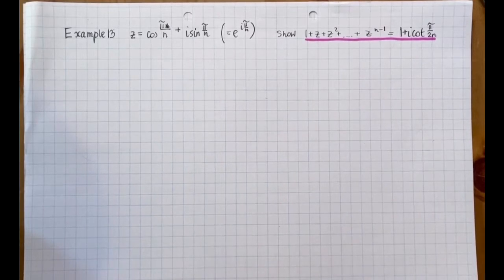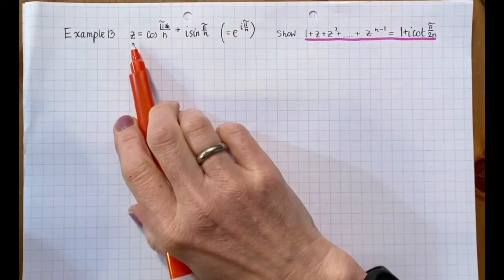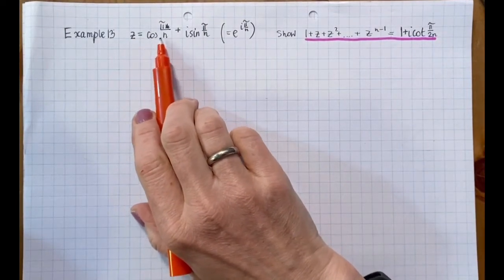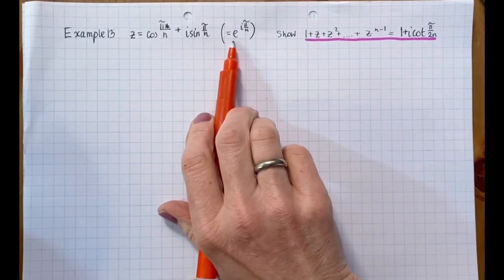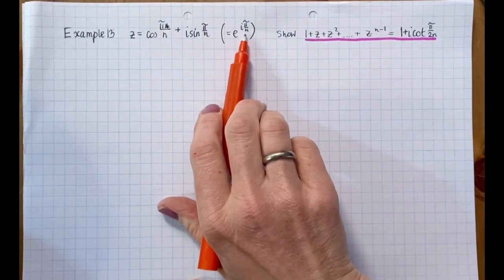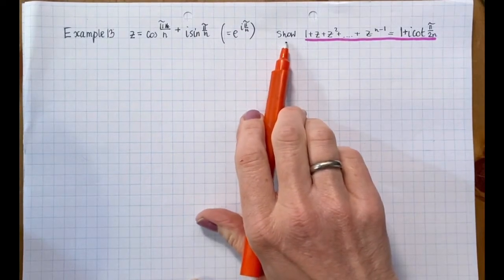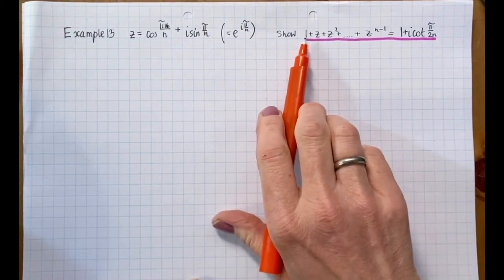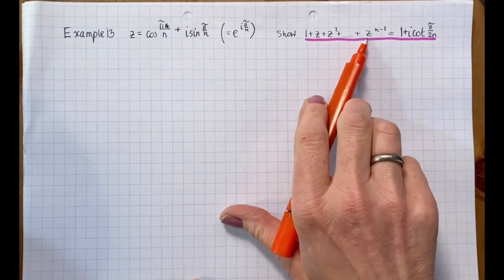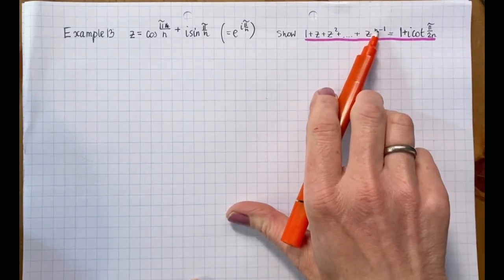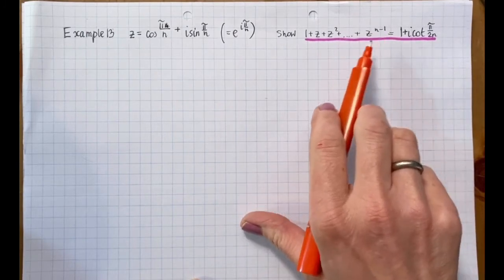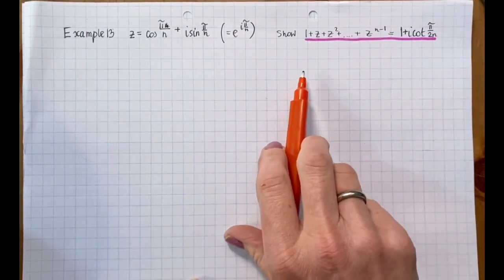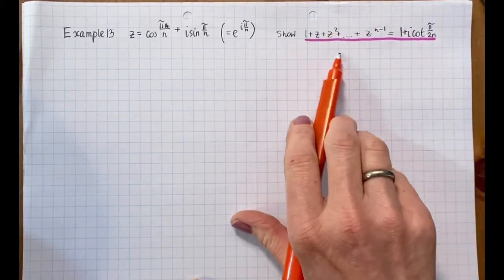Okay, so we are moving on to example 13. We've got a complex number z equals cos pi over n plus i sine pi over n, which can also be expressed as e to the power of i pi over n. We've got to show that the sum of 1 plus z squared plus all the way to z to the power of n minus 1 can be expressed as 1 plus i cot pi over 2n. So this is our focus.